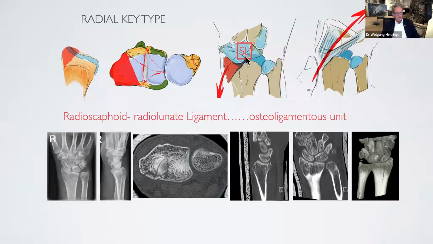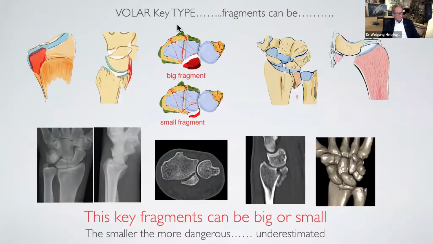Sometimes the fracture line goes through the SL space, and also the ligament ruptures. And you can also use the ligaments to reduce the carpus as an osteoligamentous traction unit. The volar key type fragments can be big fragments or small fragments. As you can see here on the X-ray, here a bigger one and here a smaller one. The smaller the fragment is, the more it is overlooked and underestimated.